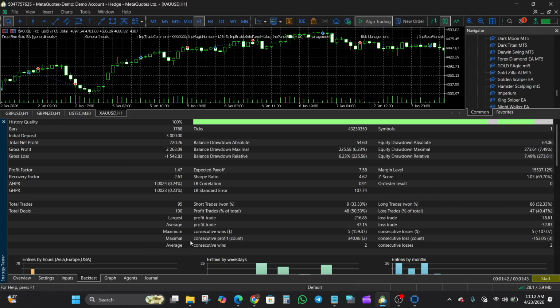Okay, now we had the largest profitable trade to be $216.85. The largest losing trade was $78.61. Average profit trade was $47. Average loss trade $32. Okay, so the risk to reward ratio, maybe it's not all that good, but it's not all that bad either. All right, now remember that these are historical backtest results, so they don't guarantee future performance.